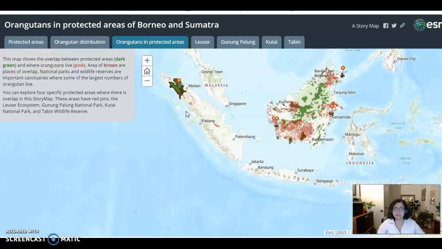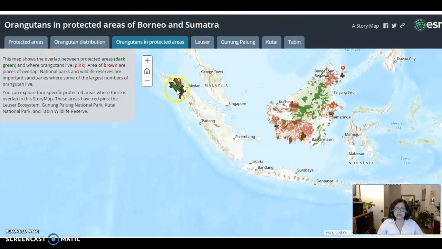And these are the protected areas for orangutans that the government has said, okay, these are protected. We can't go in here and do stuff, okay? Like planting palm oil or hunting or anything like that. It's protected. And what you're supposed to do is look at 4 different locations.